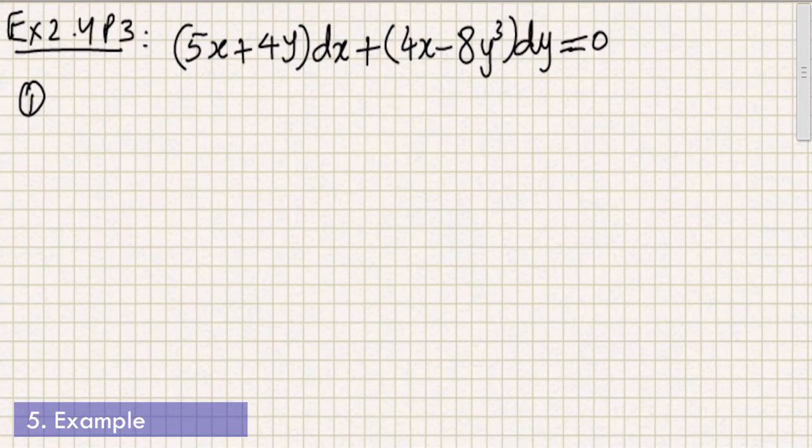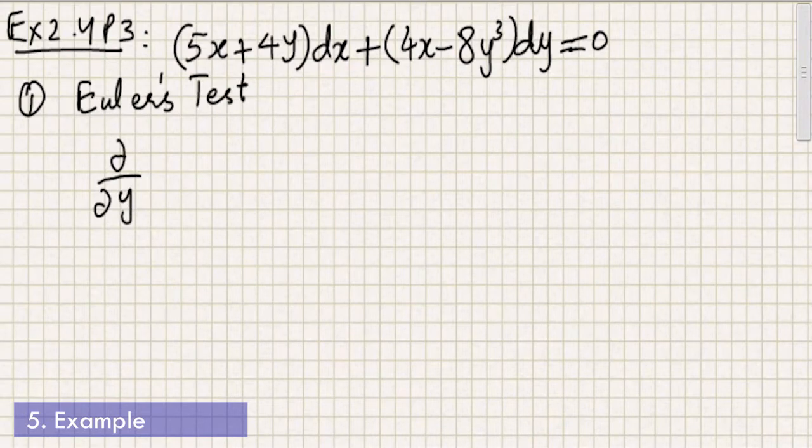So what do we need to do? We need to check whether it's an exact equation or not. So we do the Euler's test. Let me explain the Euler's test a bit, because what did we say? We said that we take the partial derivative with respect to y of m and we try to equate it with the partial derivative with respect to x of n.